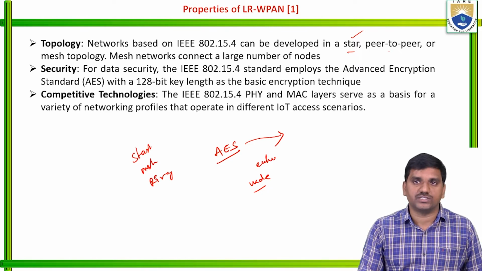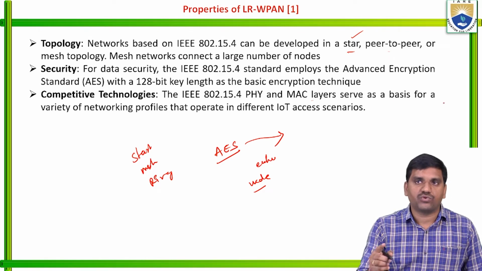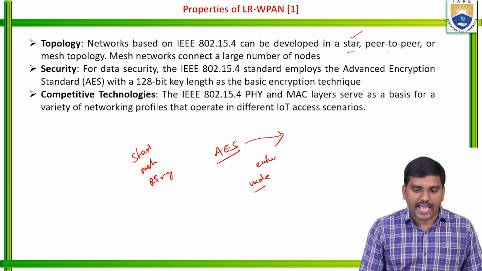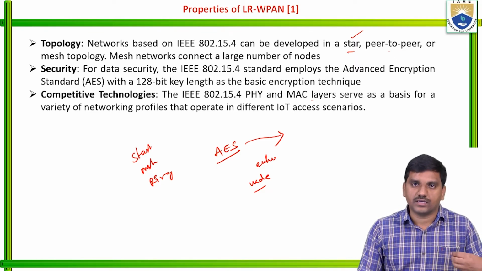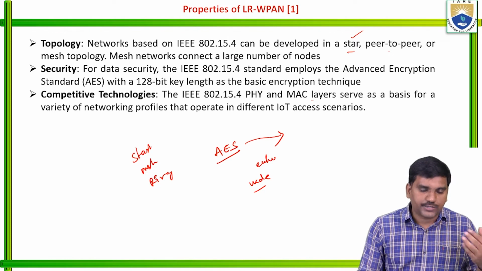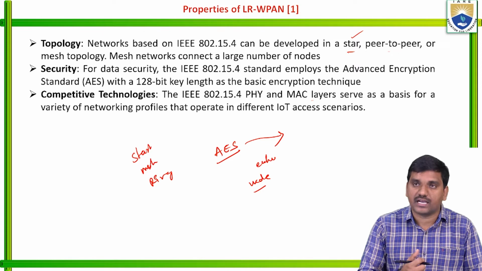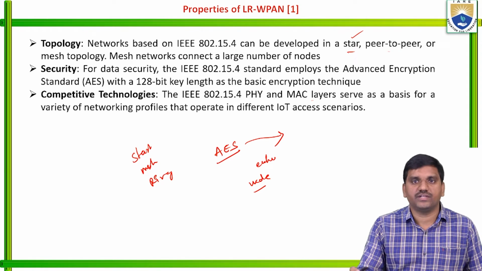Next one, competitive technologies here. So the physical and MAC layers serve as a basis for a variety of networking profiles that operate in different IoT access scenarios. So these are some more main features of the properties of LRWPAN: which type of topology it can support, which type of security it can provide, and which layers it can support. That is nothing but competitive technologies. In terms of the OSI layers, the physical layer and MAC layer serve as a basis for a variety of networking profiles to operate in different IoT access devices or scenarios.